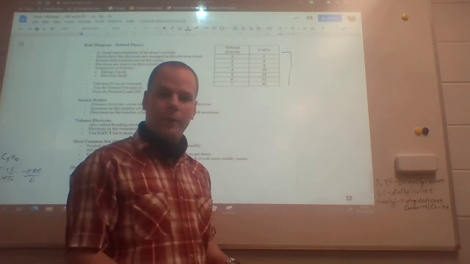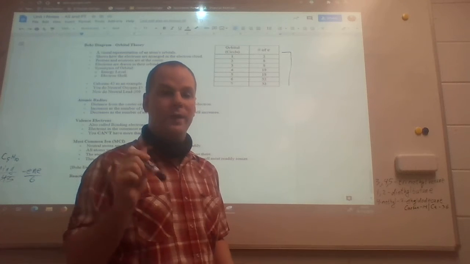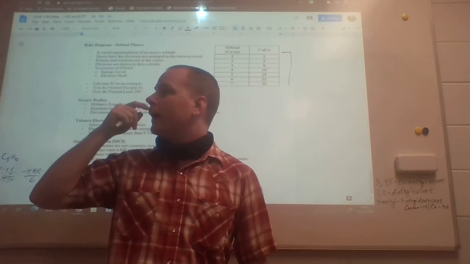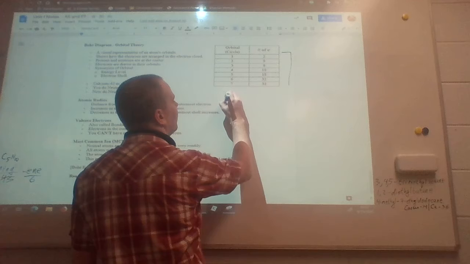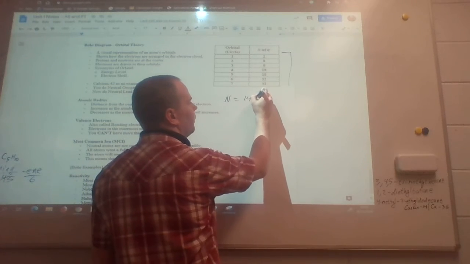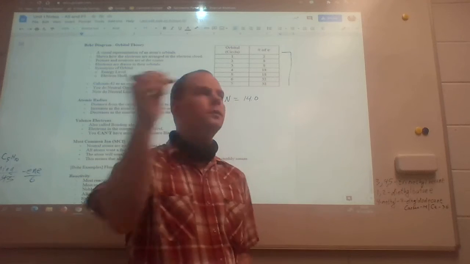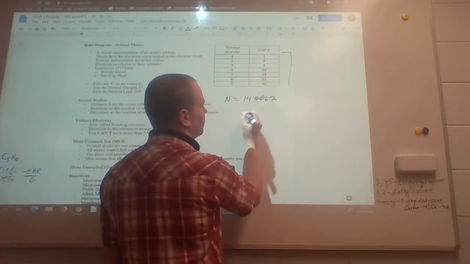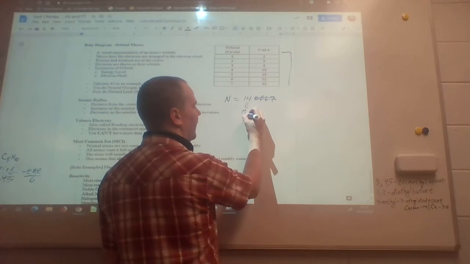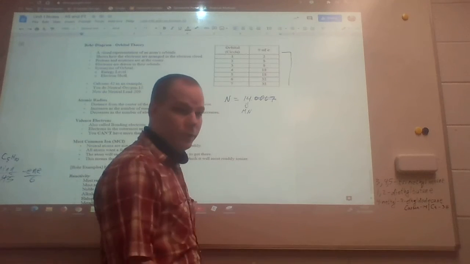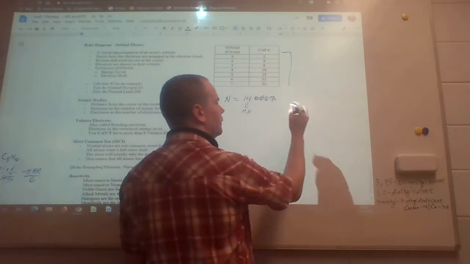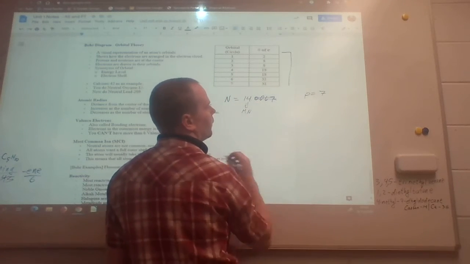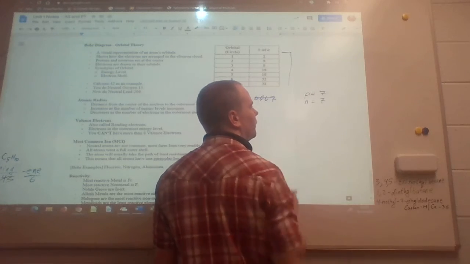So from there, let's do a Bohr diagram for the most common isotope of nitrogen. So nitrogen has an average atomic mass of 14.0067. Because this is a 0 again, we just drop all that. 14 is going to be our mass number. Because it's nitrogen, we know it has 7 protons. So P equals 7. And since our mass number is 14, we know that N is also going to be 7.